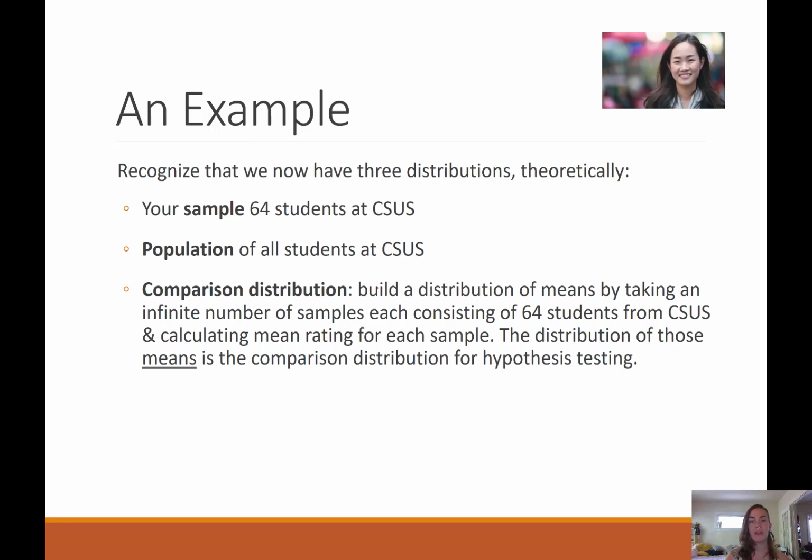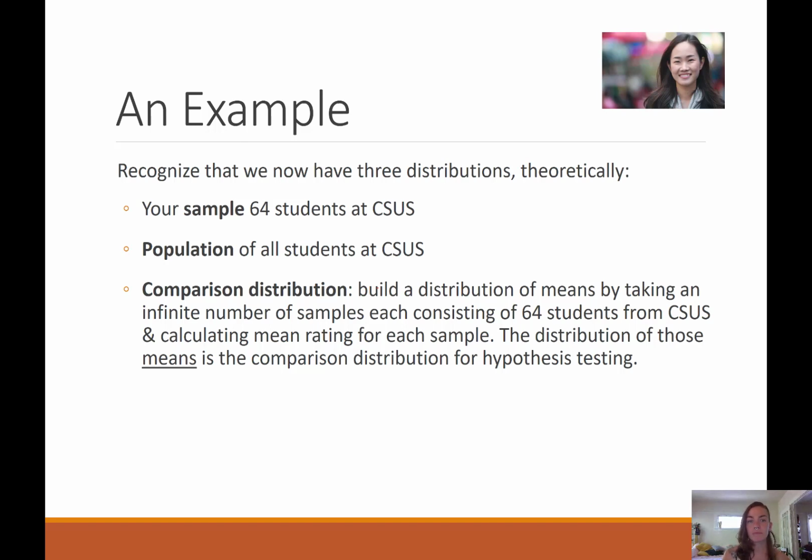I also could think about, theoretically, the distribution of attractiveness ratings for all of my population of students at Sac State. So if my population of interest is students at Sac State, then there's theoretically a distribution of all those students' attractiveness ratings, right? The ratings they give to the person in this photo. Usually I don't have that information. It's a theoretical distribution. I don't actually collect, remember, data from the entire population because I'm taking a sample instead. All right, so I have my sample distribution and my population distribution.